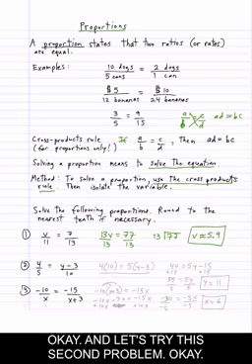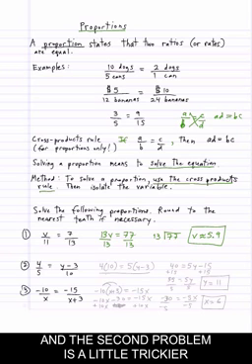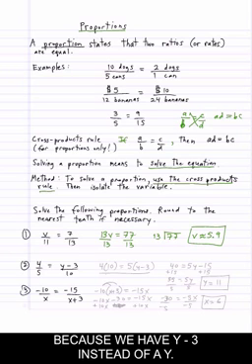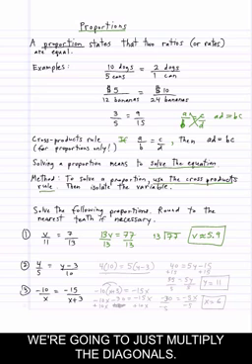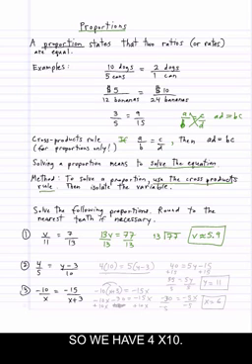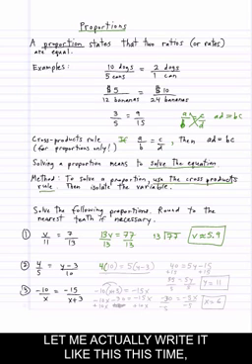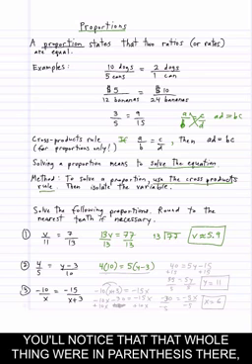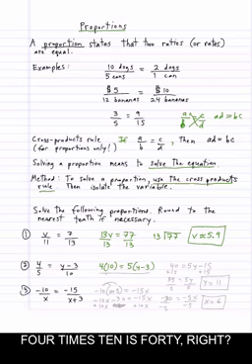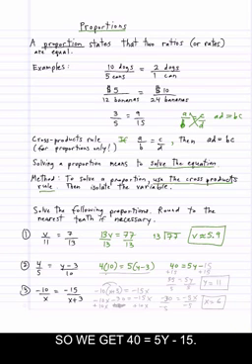Okay, let's try the second problem. Okay, the second problem is a little trickier because we have y minus 3 instead of a y. Although it's the exact same thing, we're going to just multiply the diagonals. So we have 4 times 10, let me actually write it like this time, is equal to 5 times y minus 3. You'll notice that that whole thing went in parentheses there. 4 times 10 is 40, right? So we get 40 equals 5y minus 15.